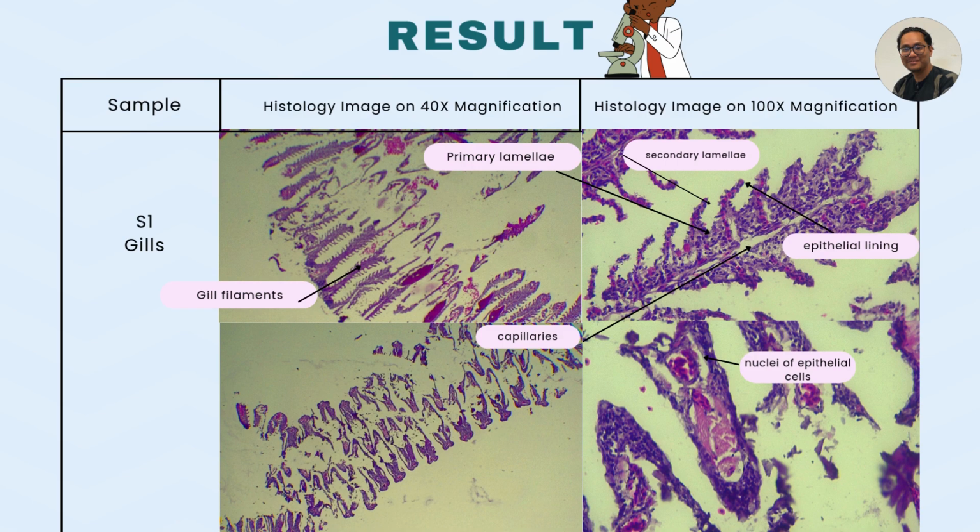Under the 100 times magnification, the finer details become visible. The epithelial lining that covers the lamellae can be clearly seen, along with the nuclei of the epithelial cells stained dark purple. Running through the secondary lamellae are the capillaries, which facilitate gas exchange between the water and blood. This microscopic view demonstrates the efficient design of the gills for oxygen uptake in the aquatic environment.